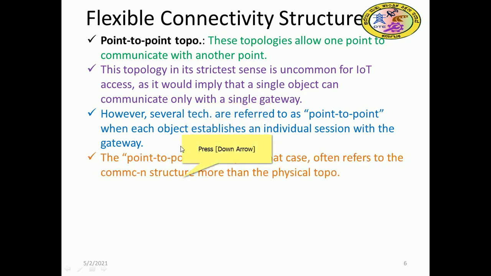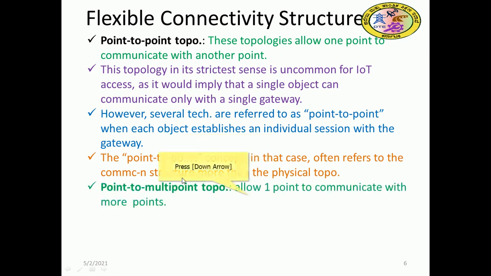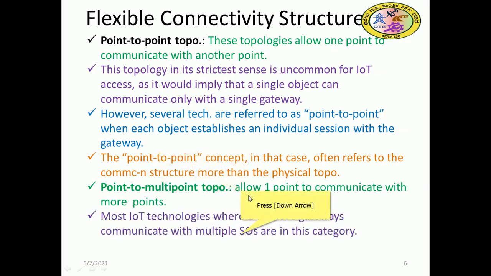So the point to point concept here often refers to a communication structure more than a physical topology. It is a communication structure, not a physical topology. The point to multi-point topology permits one point to communicate with more points, right? Obviously it is a one to many kind of topology. Most IoT technologies where one or more gateways communicate with multiple smart objects are in this category, where multiple objects are seen here.